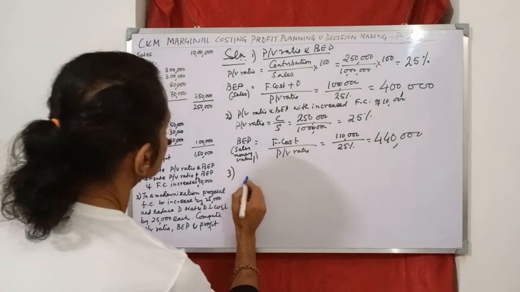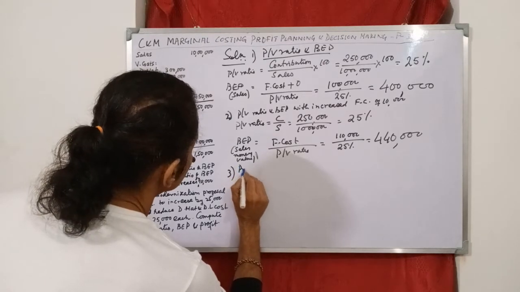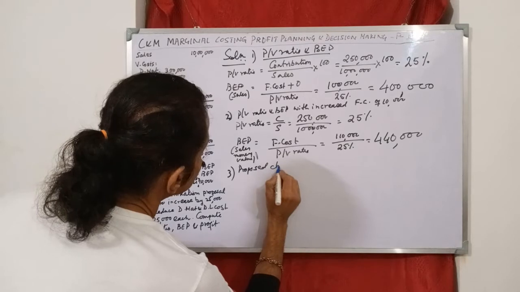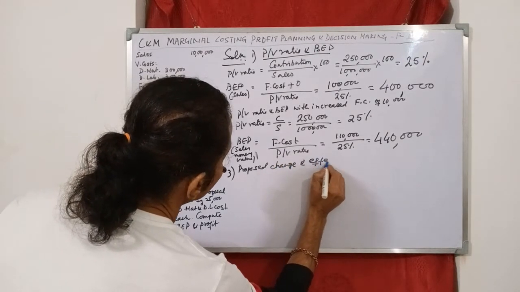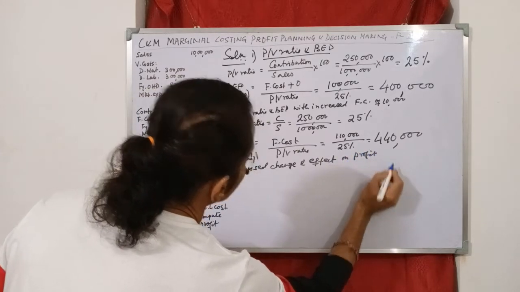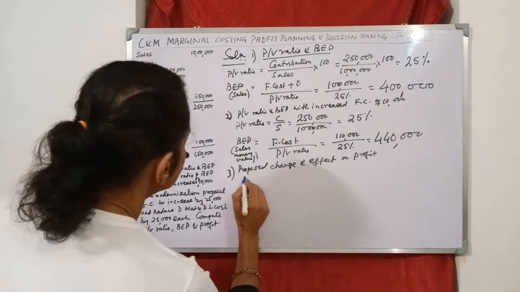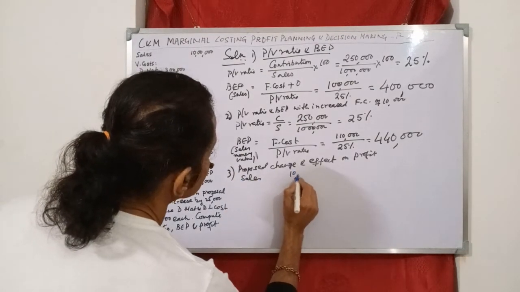So number 3, proposed change and effect on profit. There is no change in sales, so sales will remain as it is, 10 lakh.